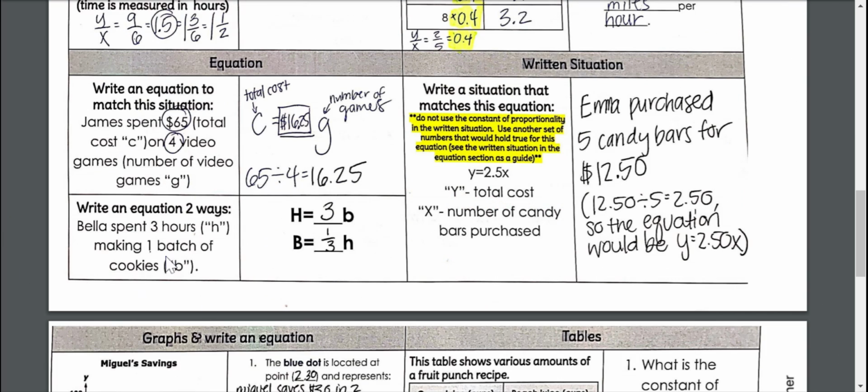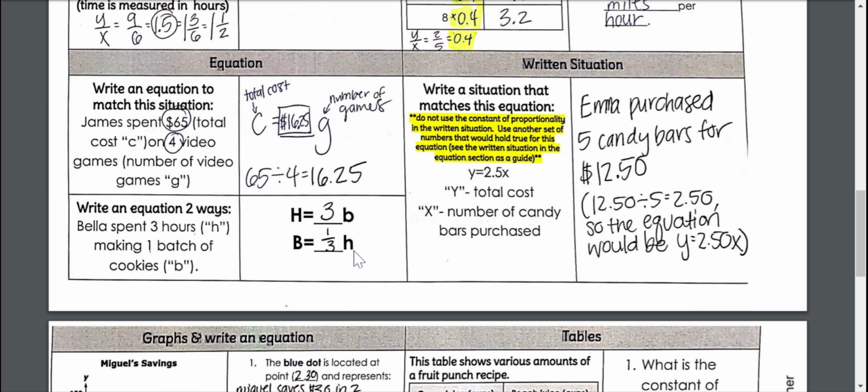The next one is about writing equations 2 ways. So this situation says that Bella spent 3 hours making 1 batch of cookies. So you really just need to think critically about what makes sense here. So the first one is H equals 3B, because hours is equal to 3 times the number of batches, right? 3 is equal to 3 times 1. So that's the first one.